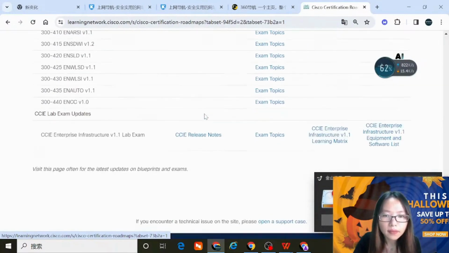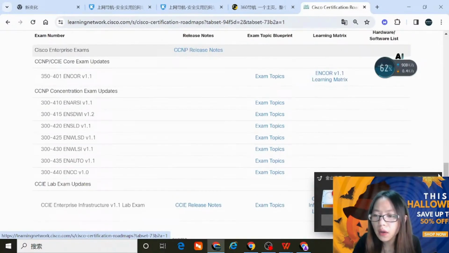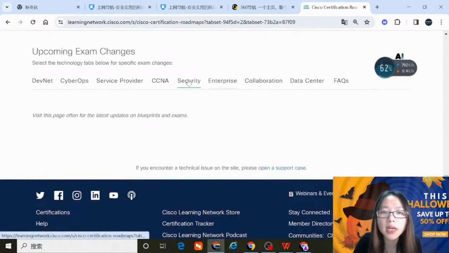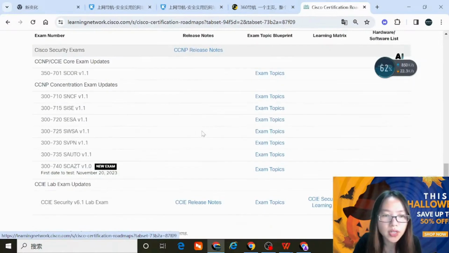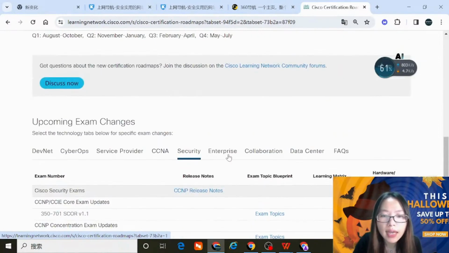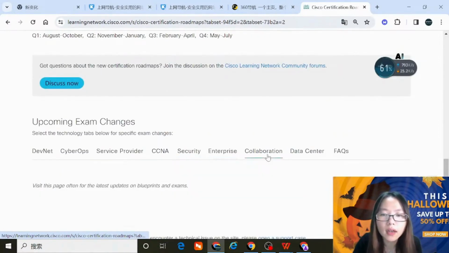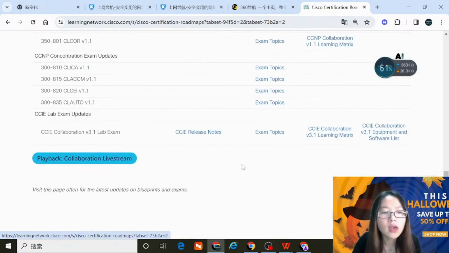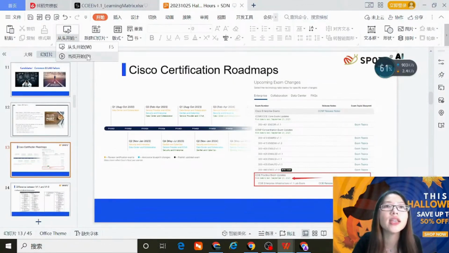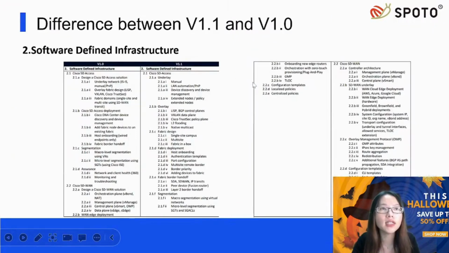Okay, CCIE lab. I know the security just changed in September, October 20th. Okay, November. Okay, first date is November 20th. Okay, so it's about our enterprise collaboration. Okay, so I want to analyze the difference between the EI lab test points before and after the question change.